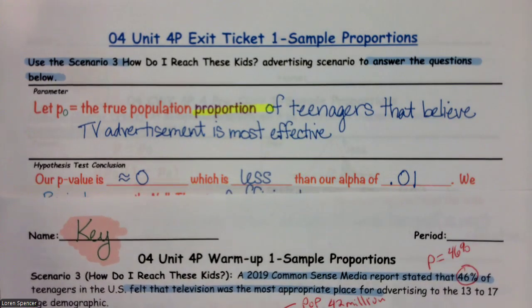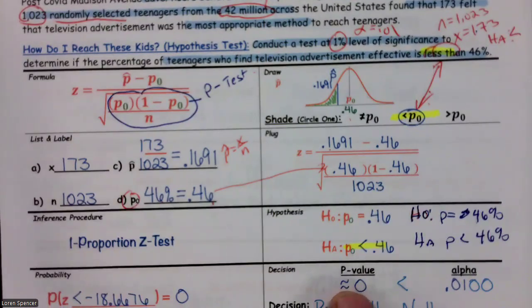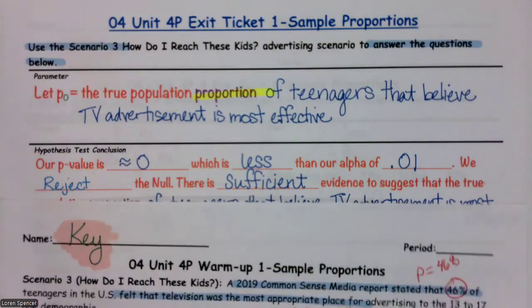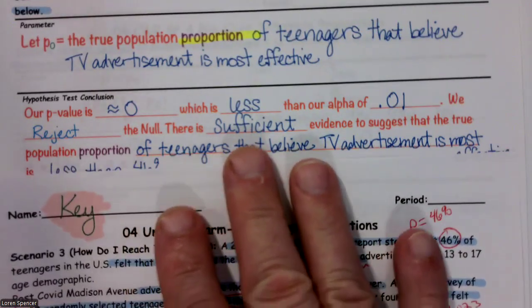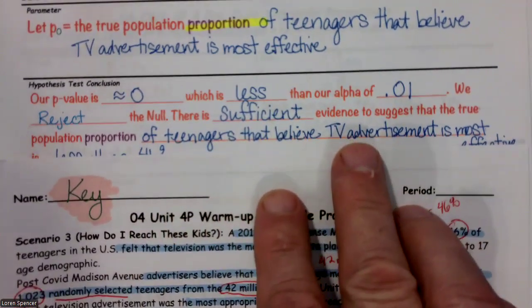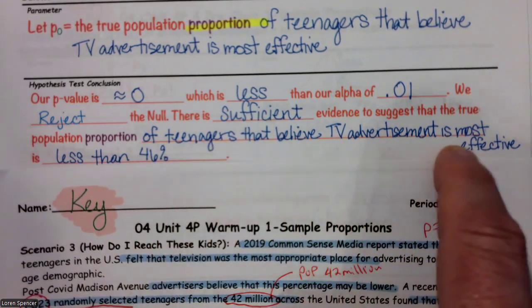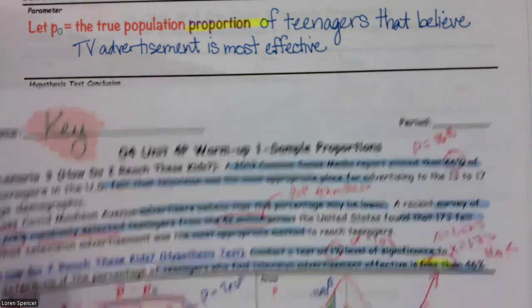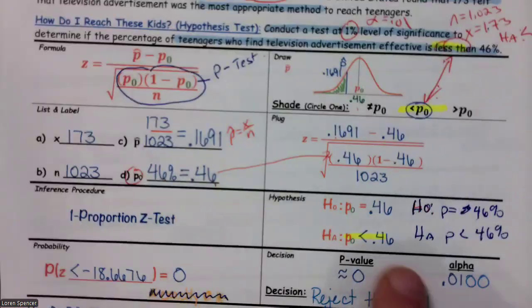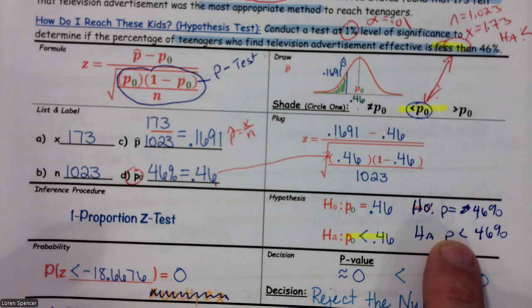Well, we said that our p-value was zero. That's less than our alpha, 0.01. So our decision is to reject the null. We have plenty of evidence. So sufficient evidence to suggest a true population proportion of teenagers that believe TV advertisement is the most effective is less than 46%. That less than 46%, that came from right here. That's the restatement of our alternative.